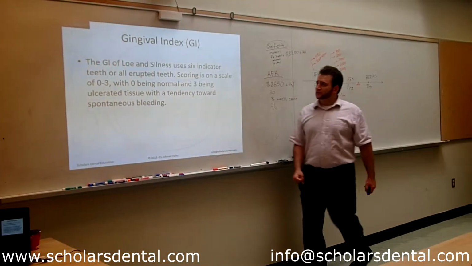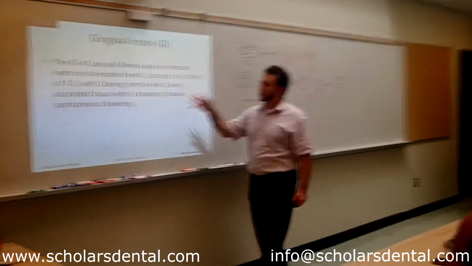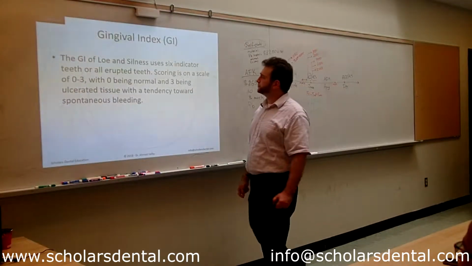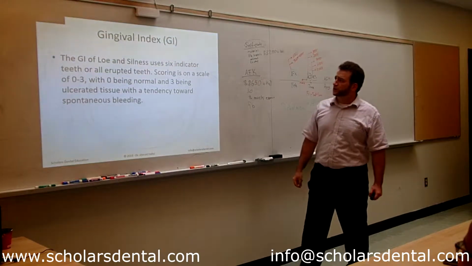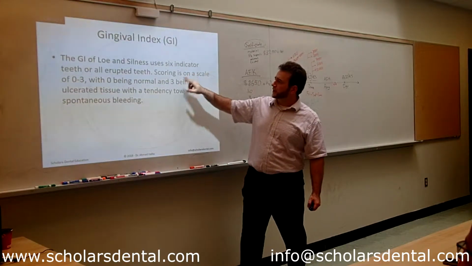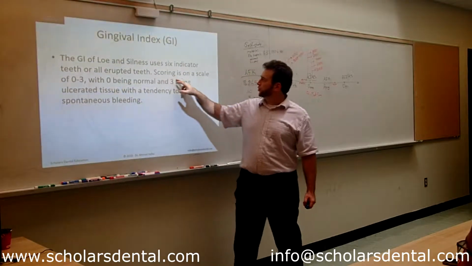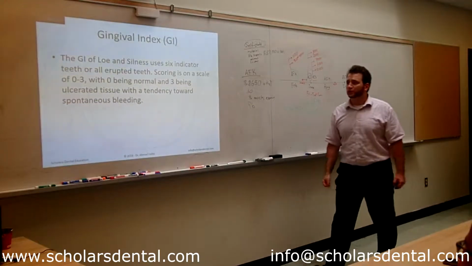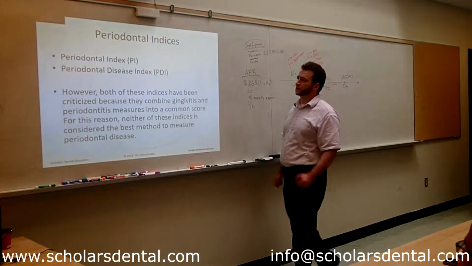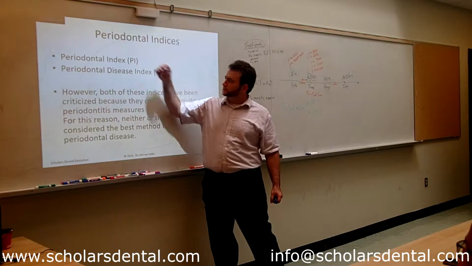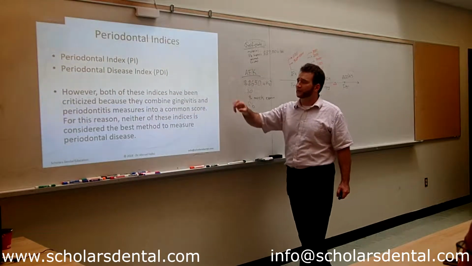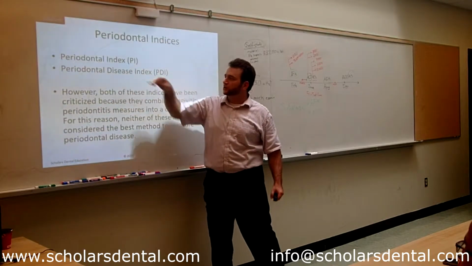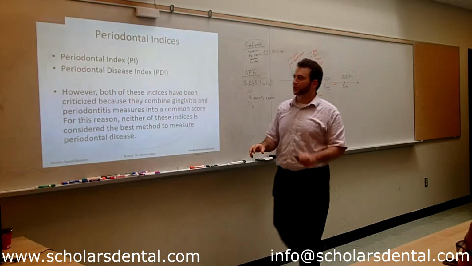Some perio indices. One question I'll tell you to memorize about perio is this one, the gingival index. It's used on all teeth. Scoring is on a scale from 0 to 3, with 0 being normal and 3 being ulcerated tissue, with spontaneous bleeding. These two are periodontal indices. The issue with them is that they combine the gingival and periodontal in each, so it doesn't separate the gingival problem from the periodontal problem.